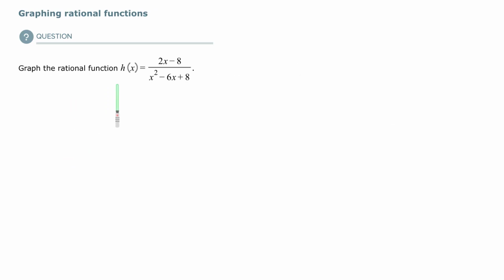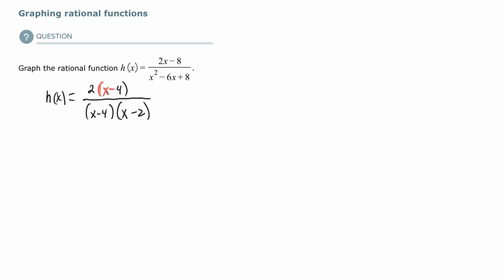Let's graph this rational function. H of x is equal to 2x minus 8 over x squared minus 6x plus 8. Let's see. First thing, instinctively, you want to check the numerator and denominator and see if it factors. See if there's any greatest common factors. The numerator has a greatest common factor of 2. The denominator has factors. Let's factor that. x minus 4 and then x minus 2. And I checked it. Those are correct factors.